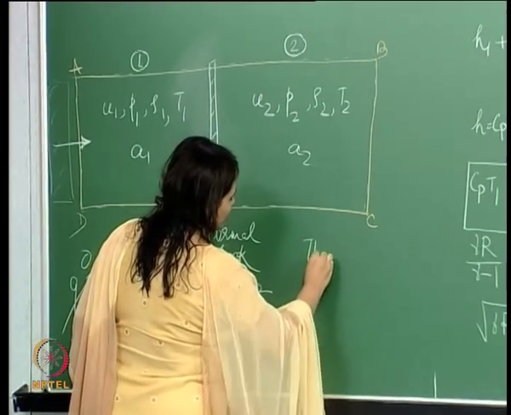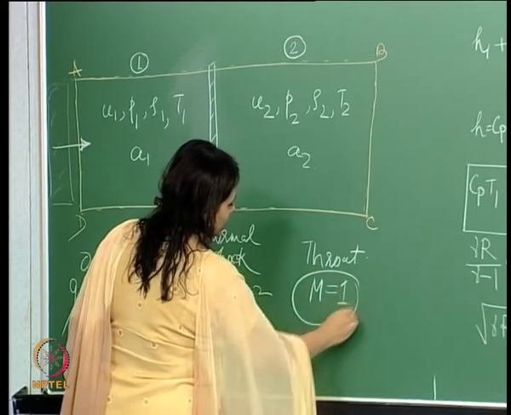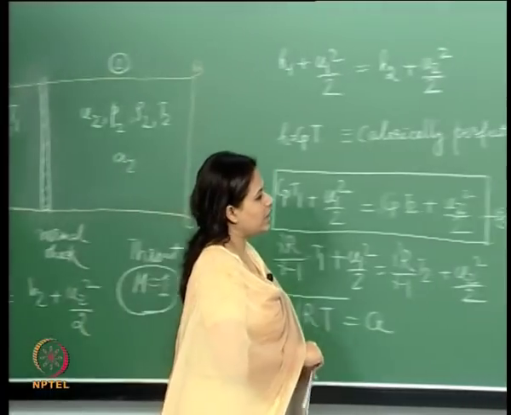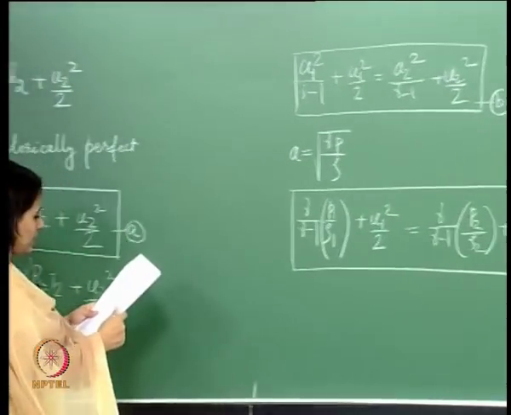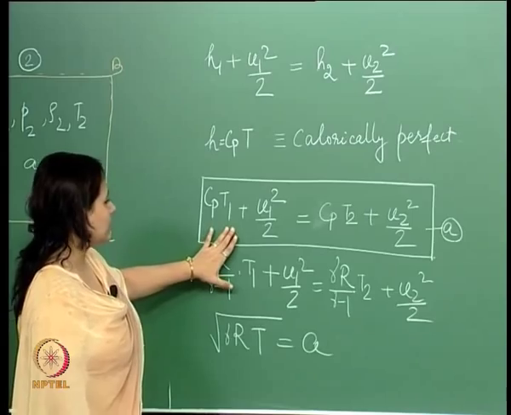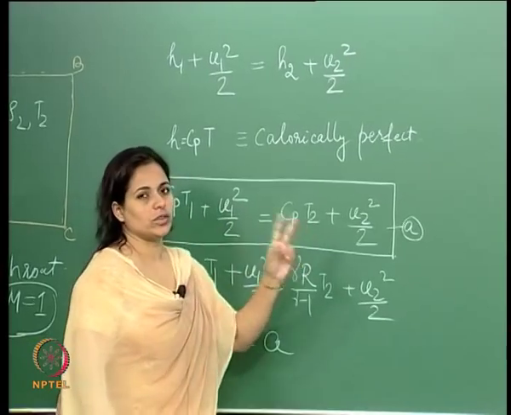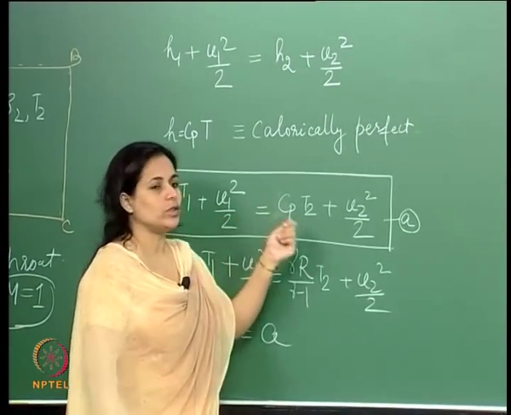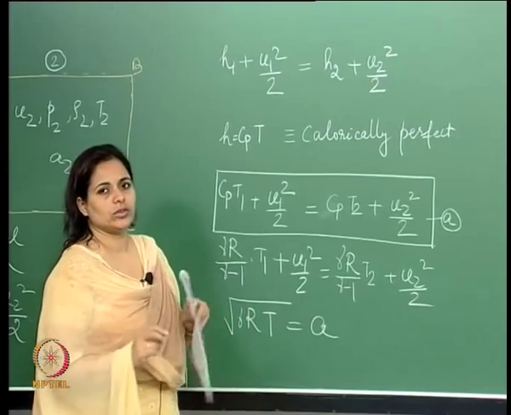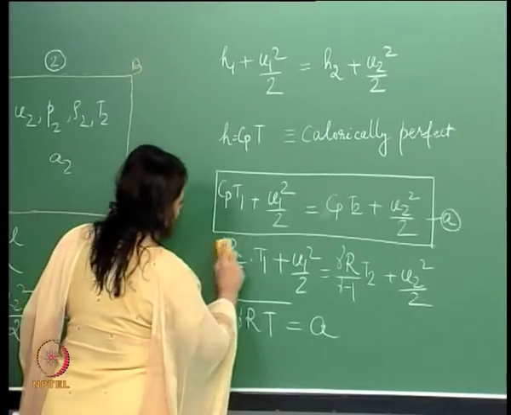Let us just use this word here: throat condition, which means it is a sonic zone. So Mach number is equal to 1. Now, if I take this relation A, and consider 1 and 2, two regions in the flow field, say I consider one of these regions to be a reservoir. Instead of saying U1, we will use a generic term, which is just CPT. Let's do this here.